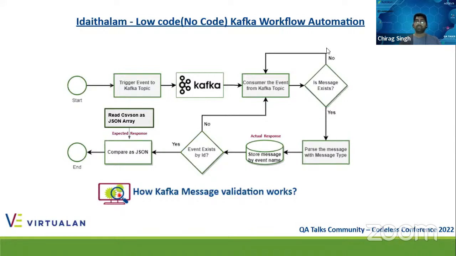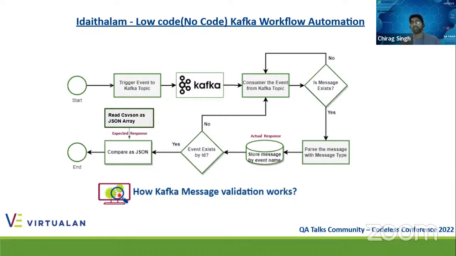If it does not get it, then it will iterate 5 times. This is a configuration value; you can configure it to increase or decrease. By default it repeats 5 times if it does not get that Kafka event from the particular Kafka topic. Once it gets that event, it parses the message with the message type. We will see what the message types are in upcoming slides.